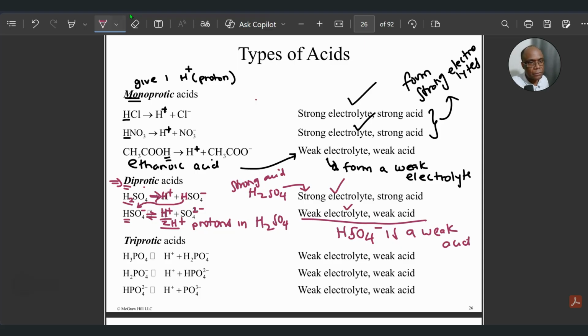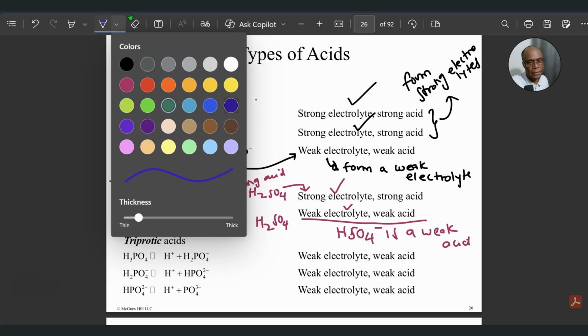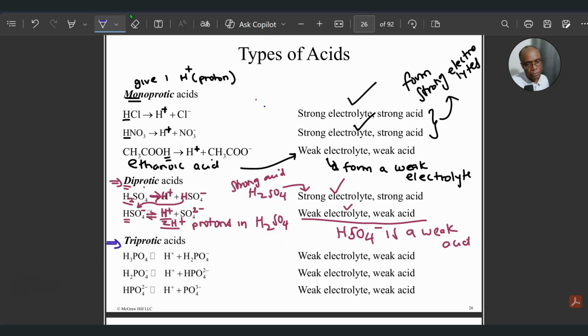Triprotic acids, what are they? Triprotic, "tri" means three. So these guys have 3 protons to give, and they tend to be weak acids.